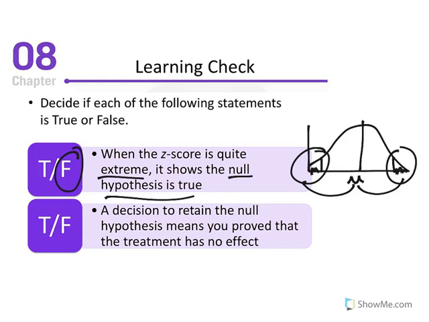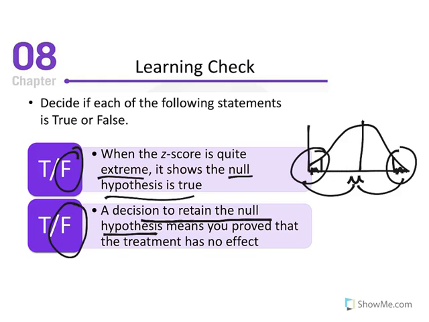Next, a decision to retain the null. A decision to retain the null means that we fail to reject the null. So if we fail to reject the null, that means you've proved that the treatment has no effect. Well, we just discussed this, right? If we fail to reject the null, we're simply concluding there isn't enough information or evidence to conclude that there is an effect. It does not mean that we have proved that there is no effect. We simply don't have enough evidence to show an effect or to support that there is an effect. So this statement would be considered false.